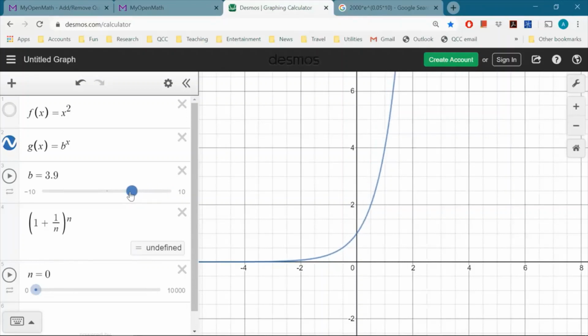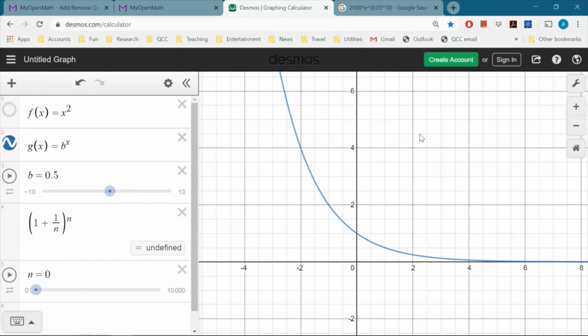When b starts to decrease and gets close to 1, you can see it flattens out a little bit. B is not allowed to equal 1, because at that point it just becomes a straight horizontal line. But it still makes sense. It's just we don't call it an exponential function. Look what happens when b dips below 1. Oh, look at this. It flips. It does the same thing it was doing before, but it's on the other side. And when b is a half, it's actually the mirror image of when b was equal to 2.